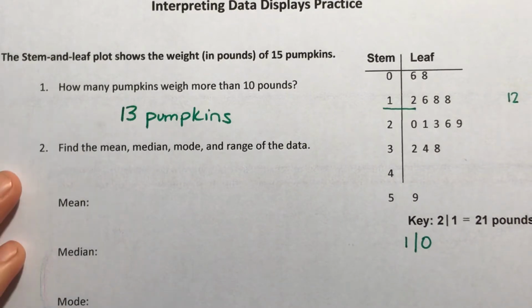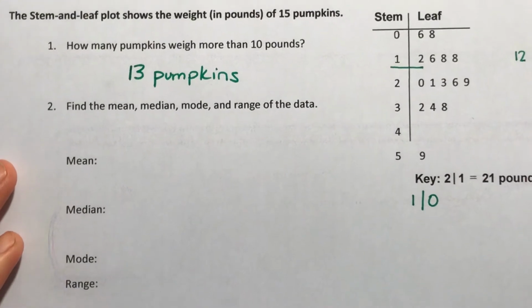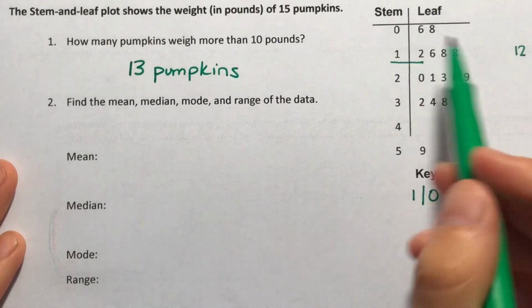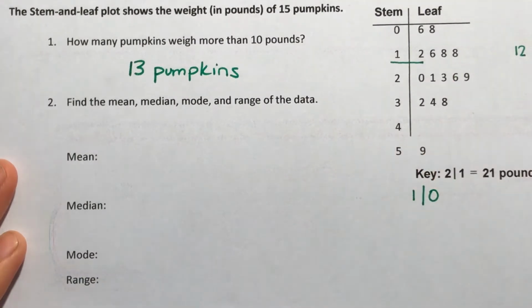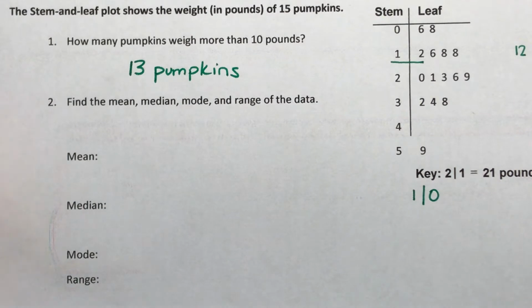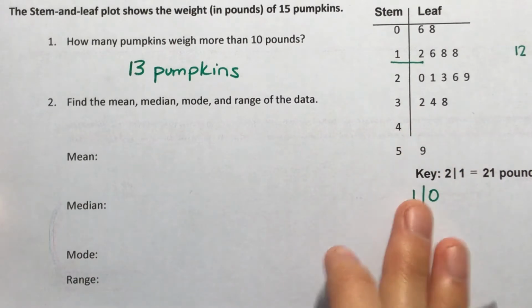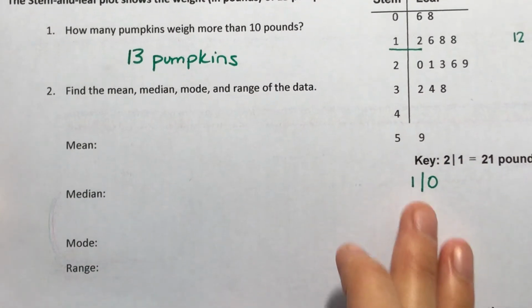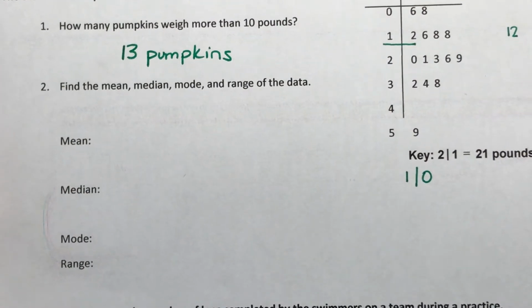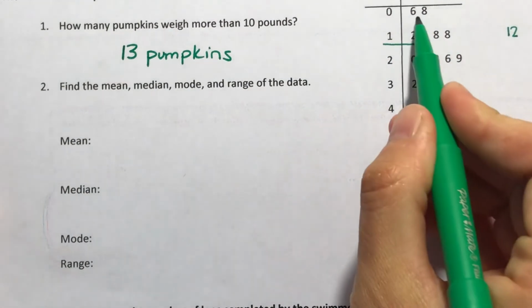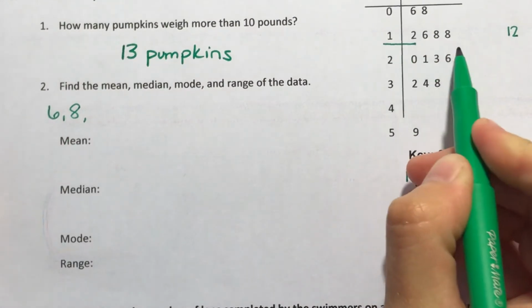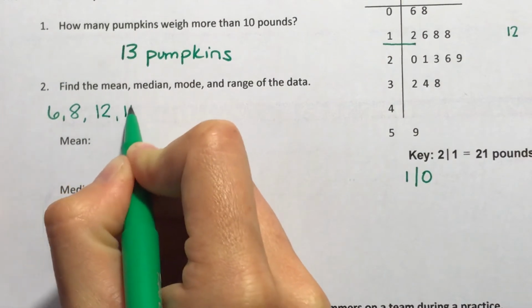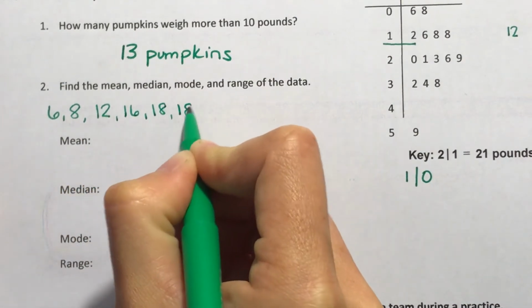All right, now I wanted you guys to find the mean, median, mode, and range. A way that you could have done that is you could have taken these numbers and listed them out in order. It's already in order for you, and that's sometimes an easy way to be able to just see what it's saying. So what I'm going to do over here is list out these numbers in a list like we saw for mean, median, mode, and range, instead of it just being in this stem and leaf plot. So I've got the number 6 and the number 8. Then these are my teens. So I've got 12, 16, 18, and 18.